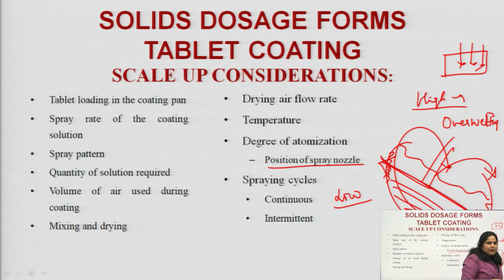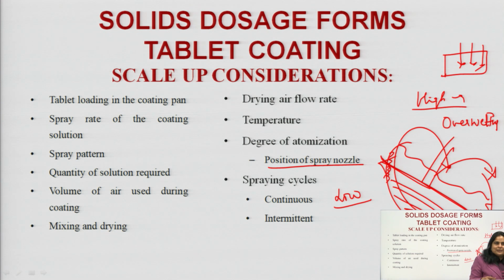This is very important. If the droplet particles are drying before reaching the tablet bed, then we can move the spray nozzle closer to the tablet bed, and if it is overwetting the tablets, we can move the spray nozzle away from the tablet bed. Then next thing is spraying cycles.